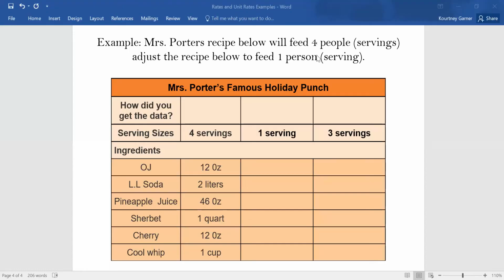So the first example we're going to look at is the orange juice. Then we're going to do the sherbet as well as the lemon lime soda, LL soda. And for 4 servings, I have 12 ounces of OJ.